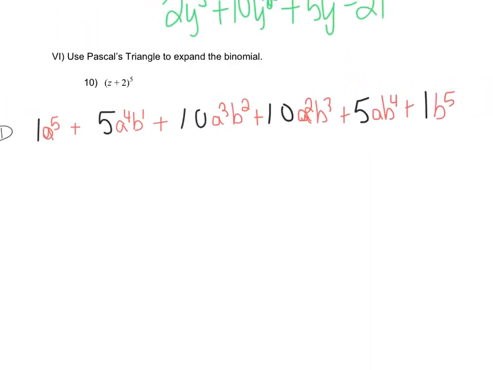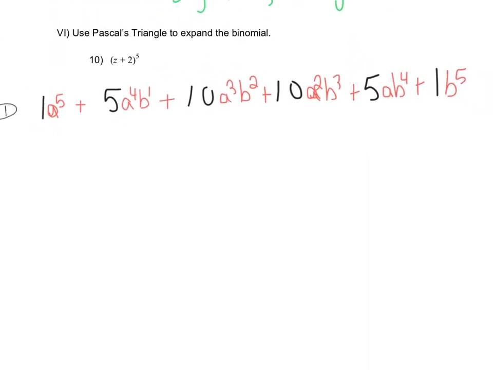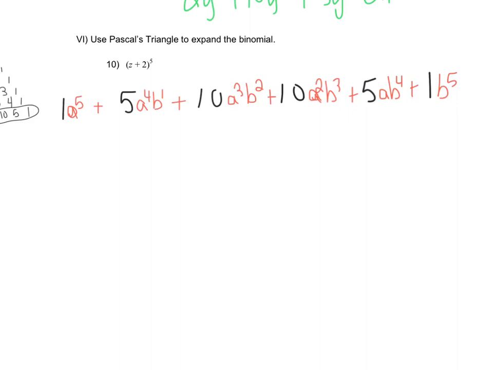So if you notice our pattern, if you're trying to think of how to pattern it, your a goes 5, 4, 3, 2, 1, 0. Your b goes 0, 1, 2, 3, 4, 5. Now you just need to substitute in your values. In this case, anywhere you see an a, you're going to put in a z. Anywhere you see a b, you're going to put in a 2.